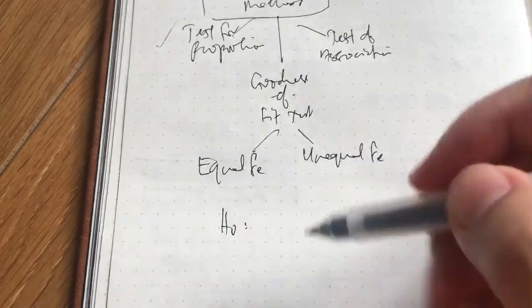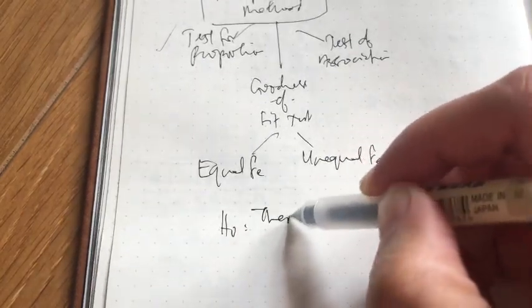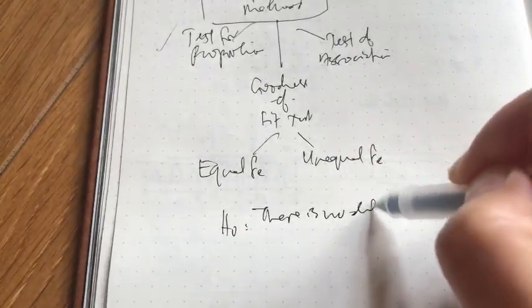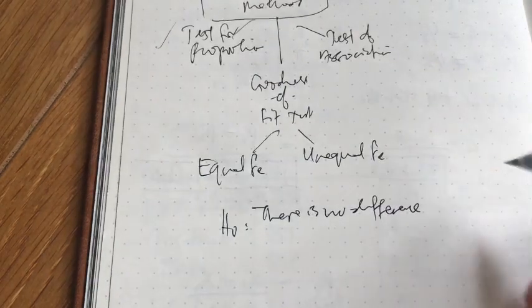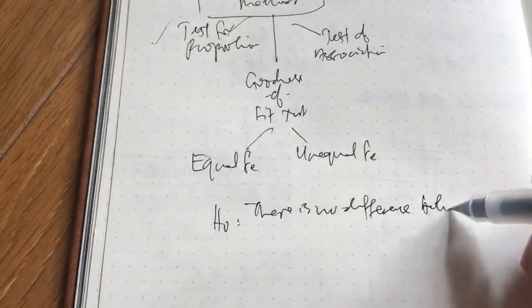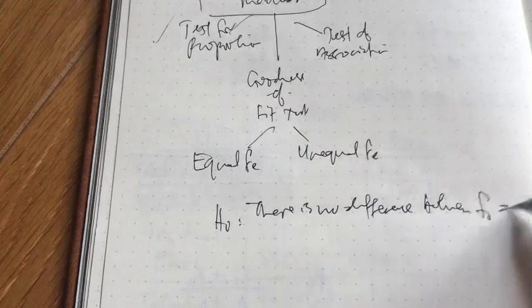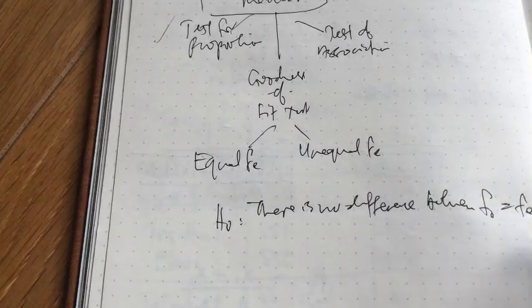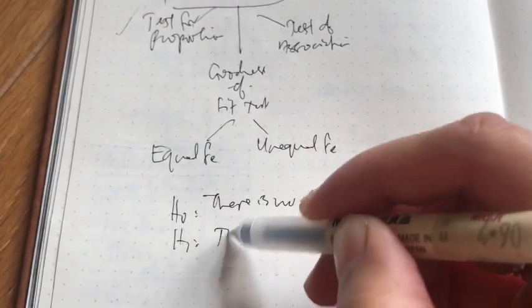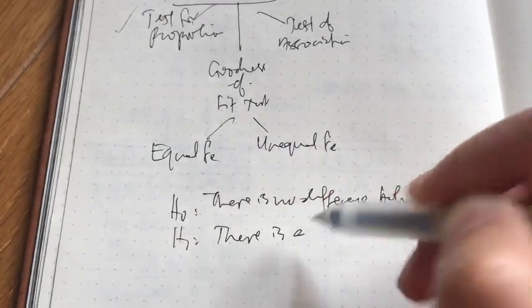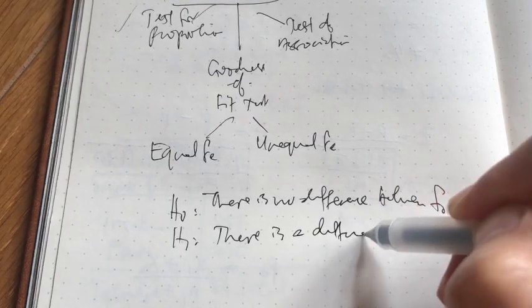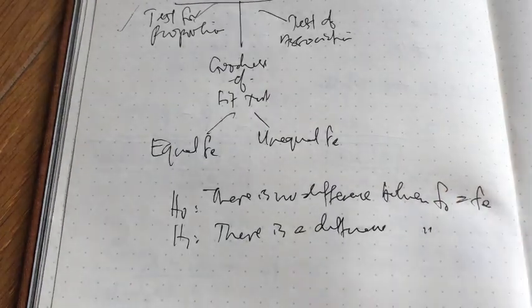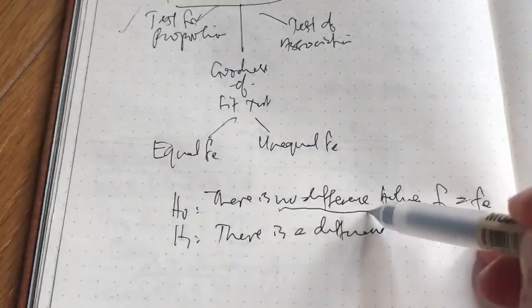You can, of course, say there is no difference between observed frequency and expected frequency. Okay, you can say this. So down here, the alternate would be there is a difference between these two. Now, you need to remember that no difference is the null.